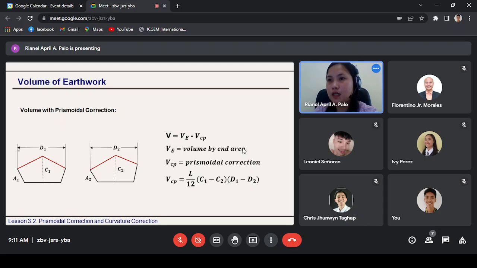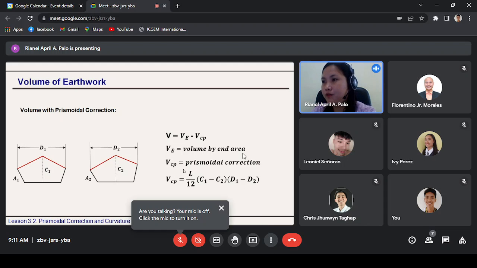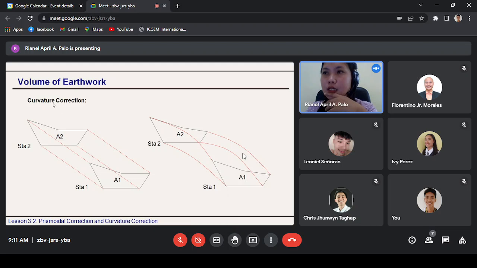Then D1 is the horizontal distance from the left slope stake to the right slope stake. Then D2 is for the second station. Okay? Then the second correction that we need to consider is the curvature correction.